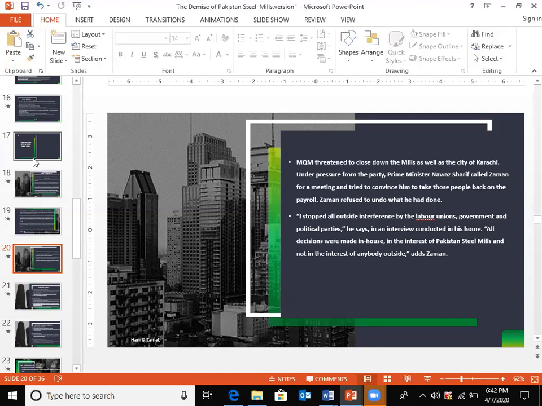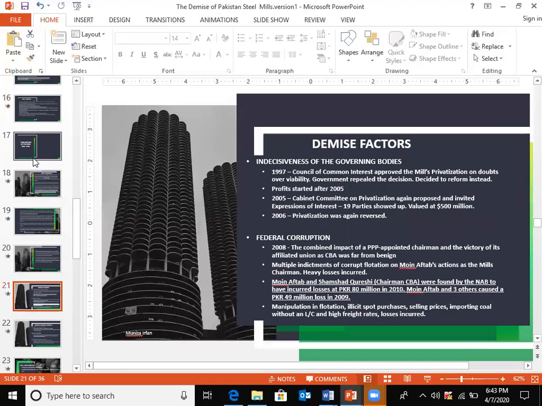And I quote Mr. Zaman over here. Mr. Zaman says, "I stopped all outside interference by labor unions, government, and political parties, and all decisions were made in-house in the interest of Pakistan steel mills and not in the interest of anybody outside." And so this was the kind of leadership that was required. And when Mr. Zaman did take over, you saw how the steel mill actually flourished.